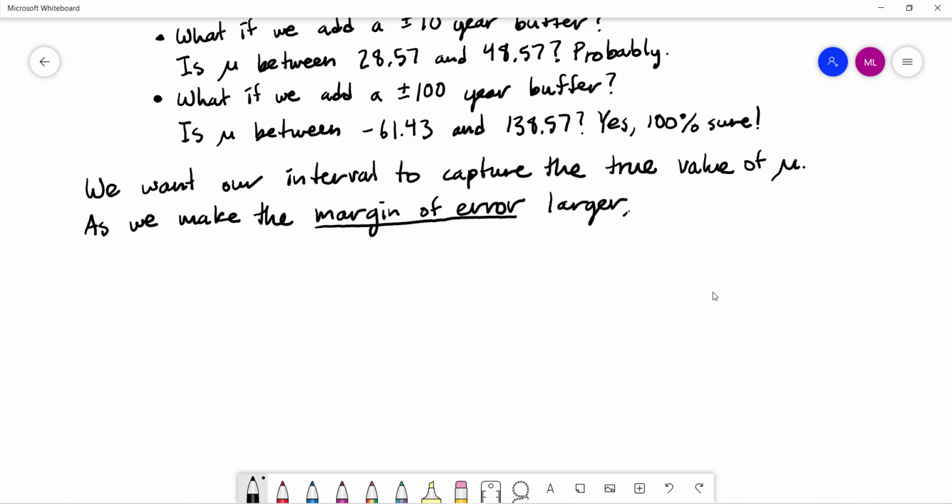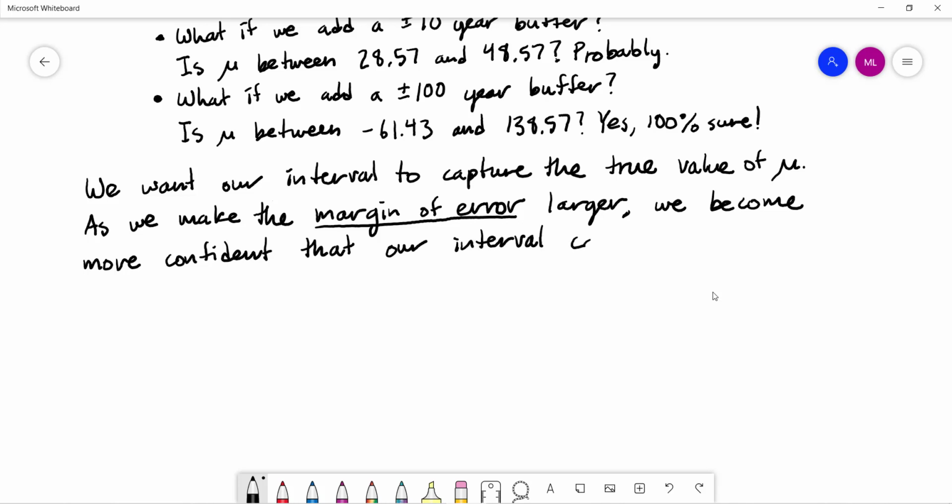larger, we become more confident that our interval captures that true value. The terminology we'll use for this is that our confidence level can increase.